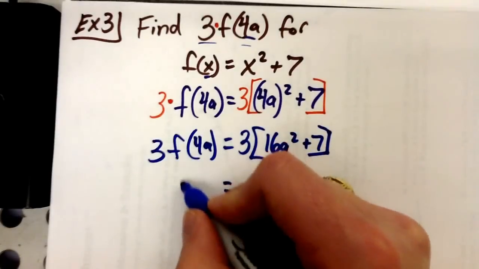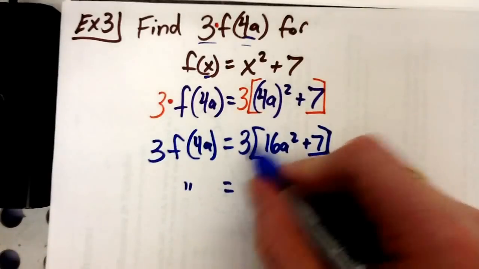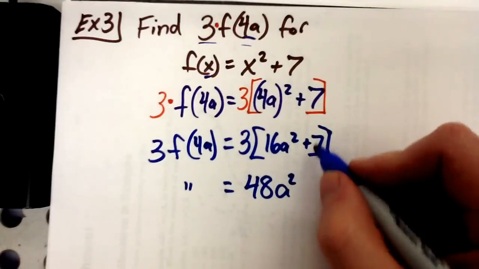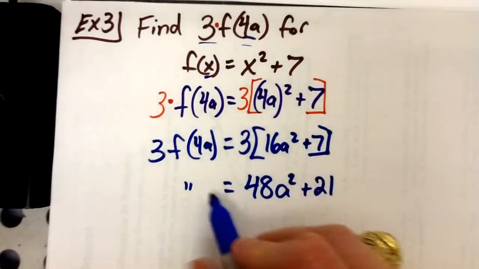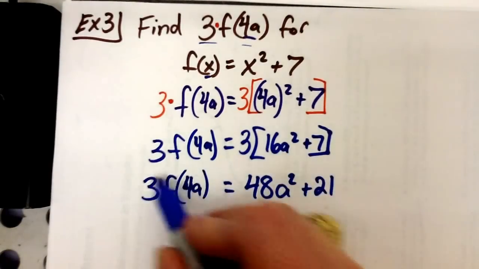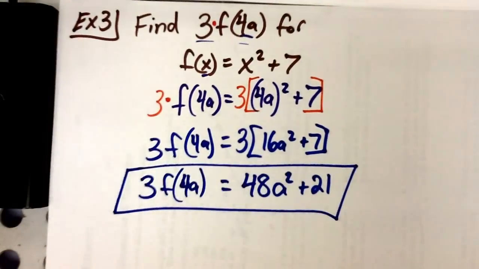Okay, this will stay the same. It's going to come on down. 3 times 16 is 48. A squared stays the same. And plus 21. Okay, so 3f of 4a equals 48a squared plus 21. So it doesn't make much sense what that would look like on a graph at this point, but that's how you do it.